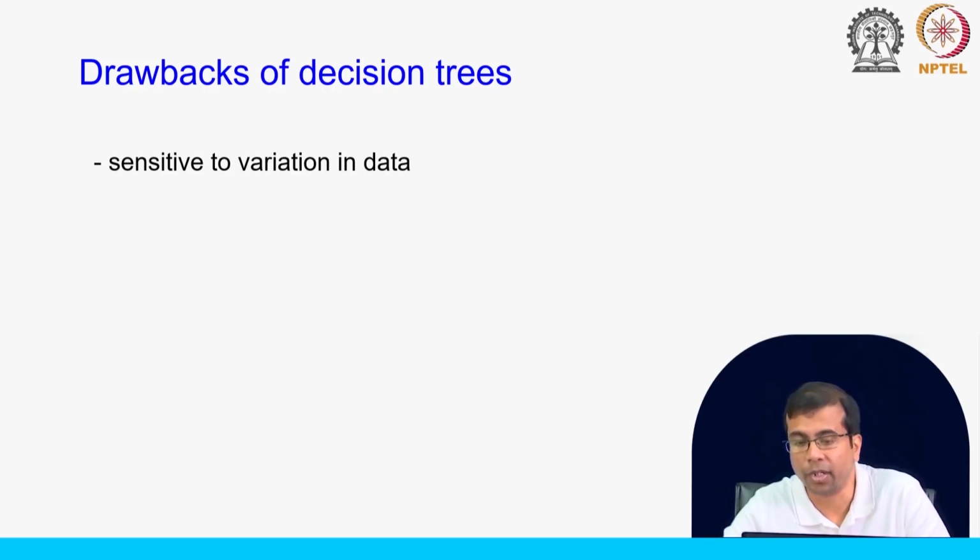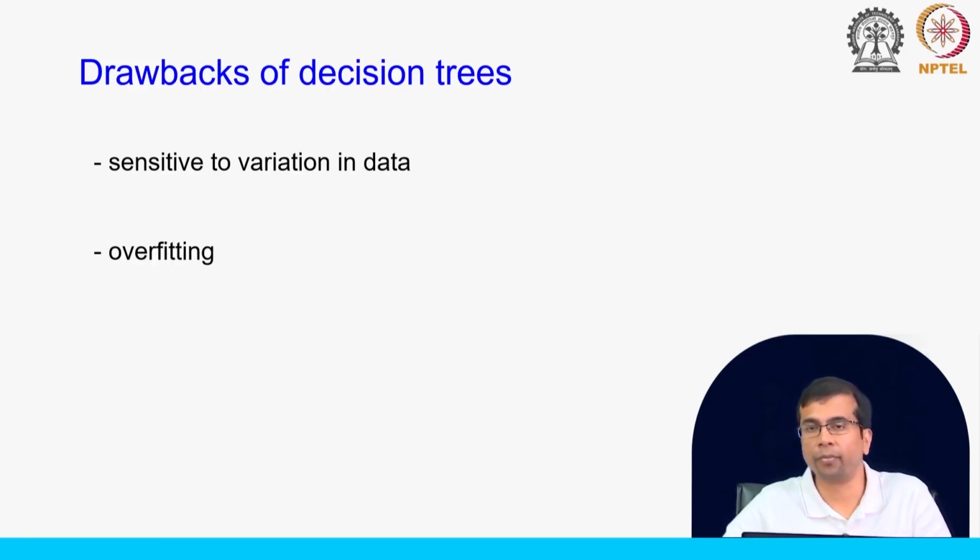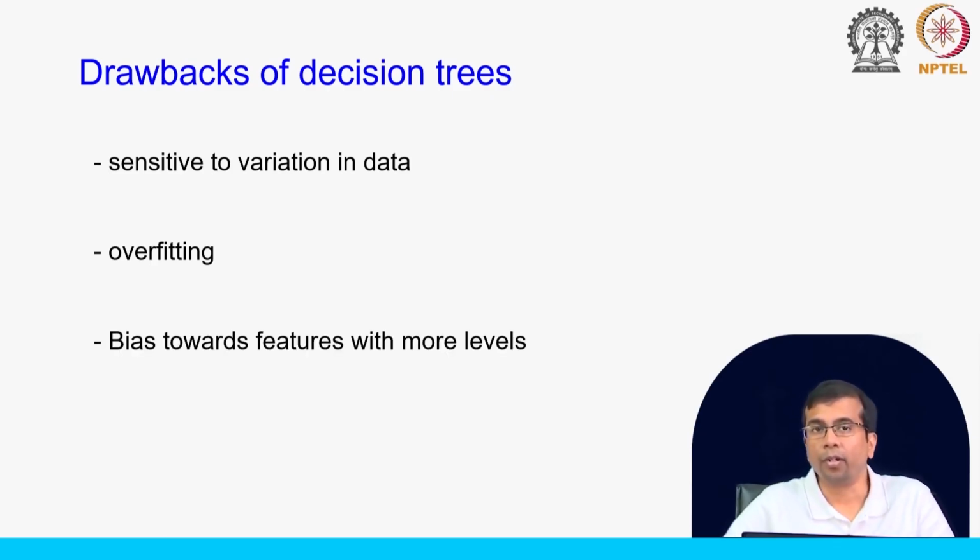There is also a chance of overfitting, because as you can see, we can go down up to classifying a single sample accurately in the training data. So, that will lead to overfitting. There is also a known bias towards features with more levels. So, if you have some features with more levels, that feature will be given more importance, and this is something that is there.